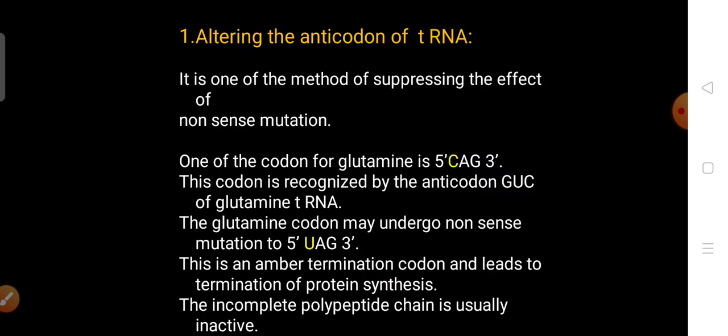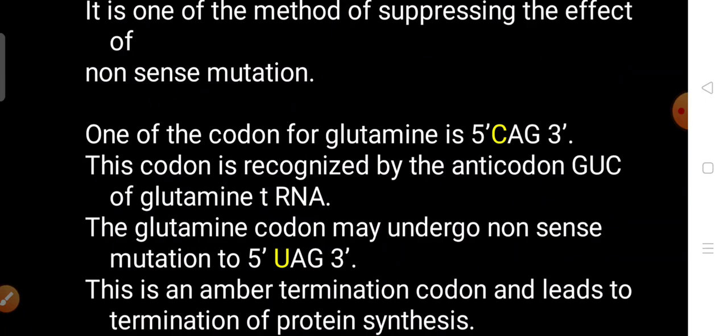One of the codons for glutamine is CAG, going from the 5' to the 3' end. This codon is recognized because it is a sense codon, a codon of glutamine. It is recognized by the anticodon GUC, which is the anticodon of glutamine. So if the codon present on mRNA is CAG, it will pair with the anticodon GUC of the tRNA, and the glutamine amino acid will be added into the protein chain.